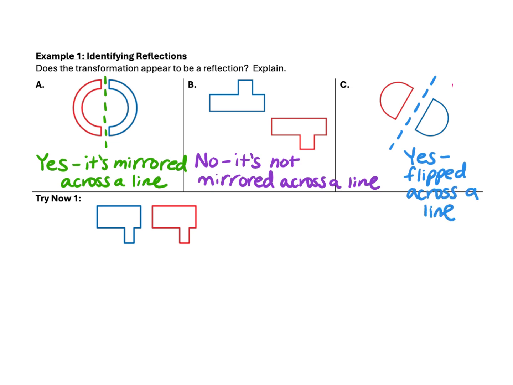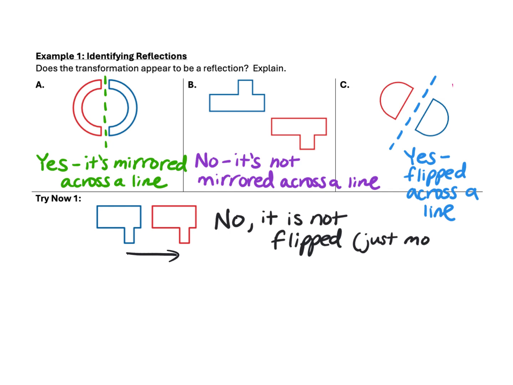Go ahead and try the try now on your own. Does that look like a reflection? This one is not a reflection. To get from one to the other, it just moves over. It is not flipped or mirrored. We're going to talk about that in the next section. The try now is actually a picture of a translation.